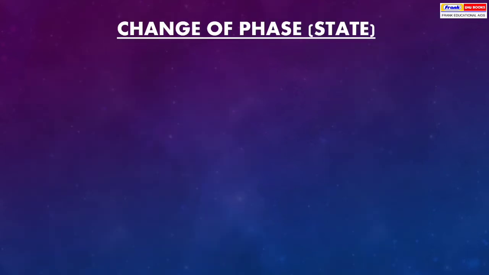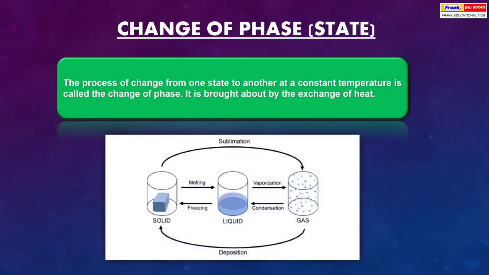Change of phase or state. The process of change from one state to another at a constant temperature is called the change of phase. It is brought about by the exchange of heat.